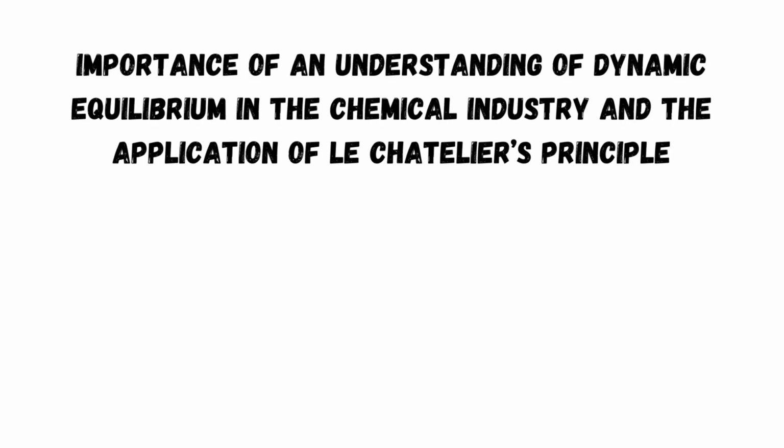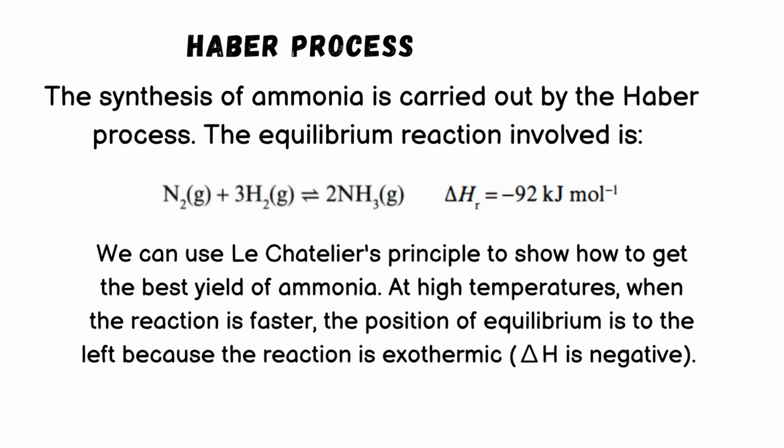Importance of an understanding of dynamic equilibrium in the chemical industry and the application of Le Chatelier's principle. Haber process. Synthesis of ammonia is carried out by the Haber process. The equilibrium reaction involved is N2 plus 3H2 gives 2NH3, delta H equals negative 92 kilojoules per mole. We can use Le Chatelier's principle to show how to get the best yield of ammonia.